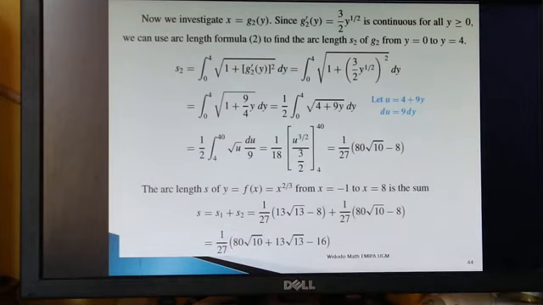Now this is not a nice number, but anyway, it can be understood by using these two formulas.